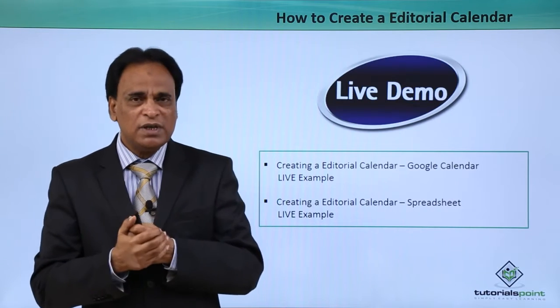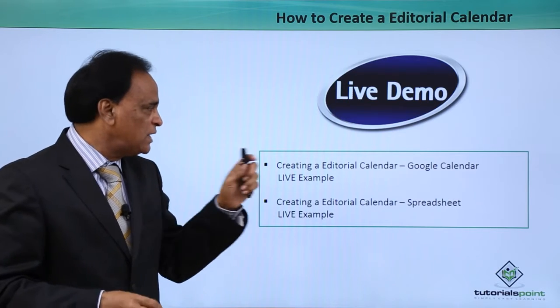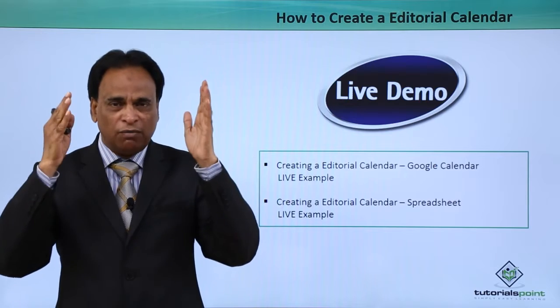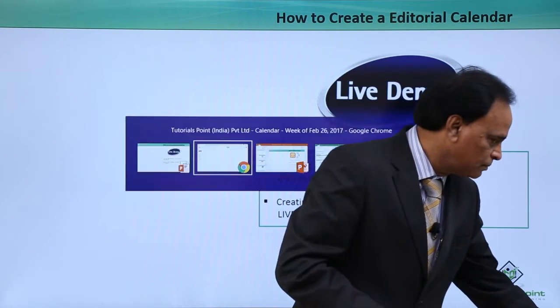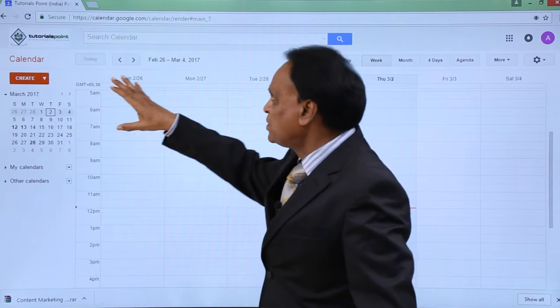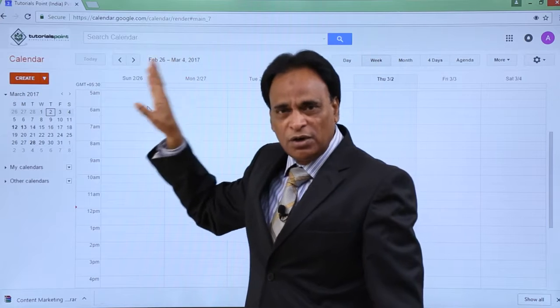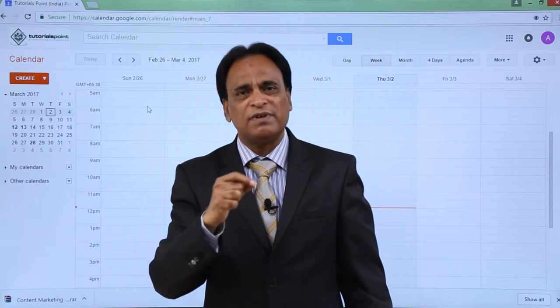Now we'll show you a live example of how you can create a Google Calendar, what it looks like, what you can publish, and how you can publish. Here this is a Google Calendar, calendar.google.com, and you can log in to this calendar using your Gmail credentials. That is very simple.